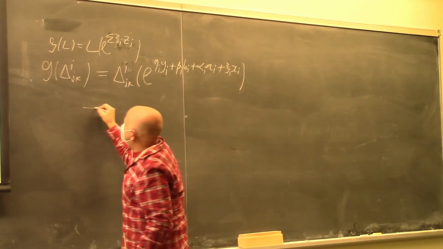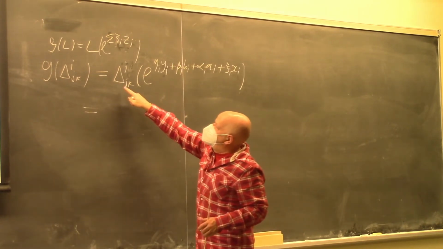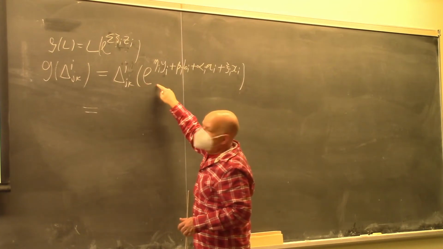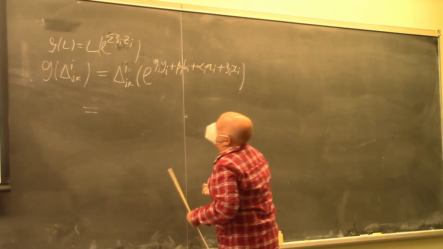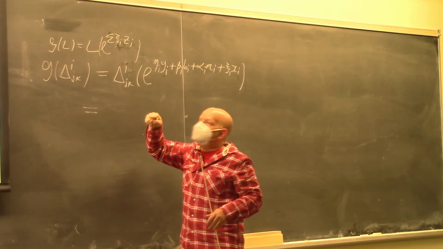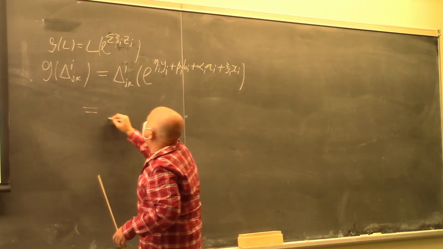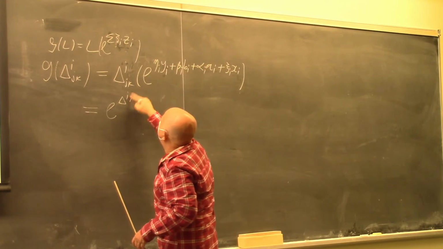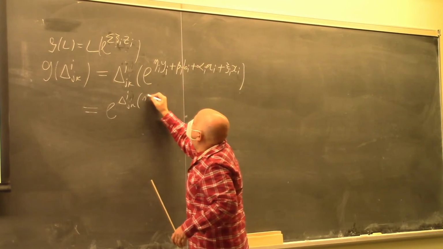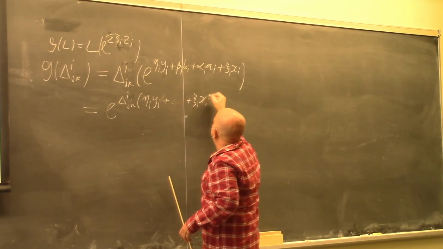Now, this is multiplicative, so basically delta of an exponential is the exponential of the delta. Okay, so this is e to the delta ijk of eta I yi plus all the way up to psi I xi.